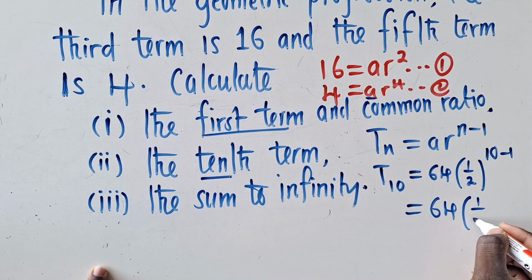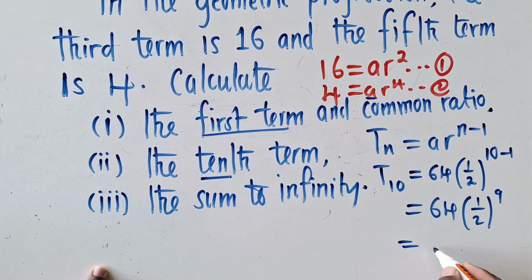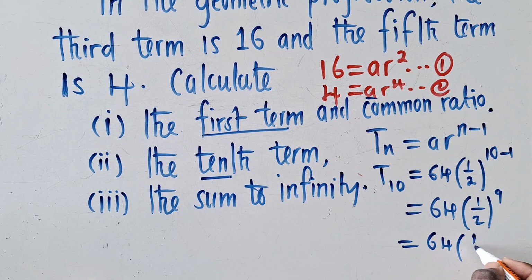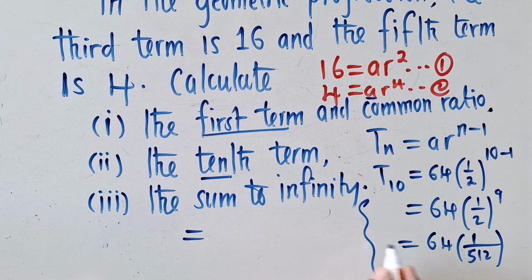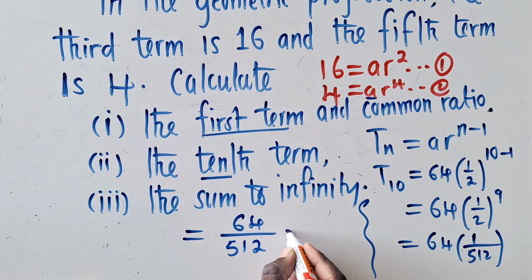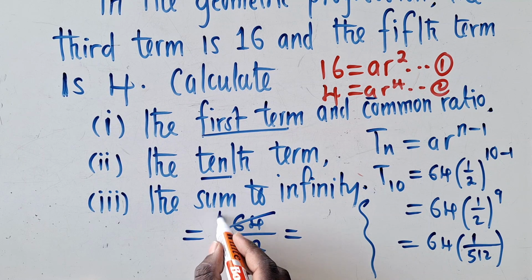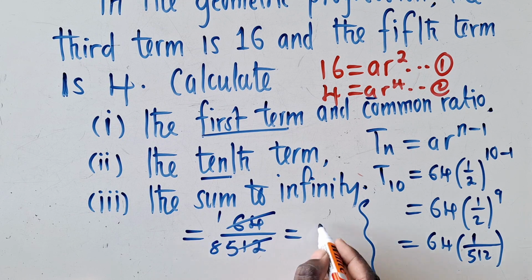Here it will be 1 over 2 power 9. And then here it will be 64 multiplied by 1 to the power 9, it's a 1. 2 to the power 9, it's a 512. So 2 times 2 times 2, 9 times, we're getting 512. So from here, we can say equal to 64 over 512, because 64 times 1 will give us 64 over 512. 64 in itself, it's a 1. In 512, it's 8. So we've got 1 over 8 as the 10th term.